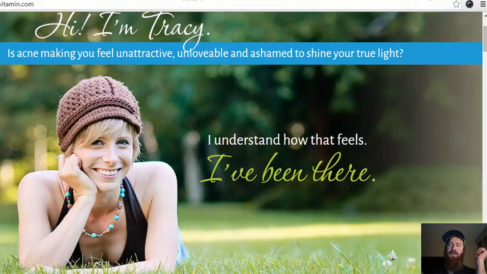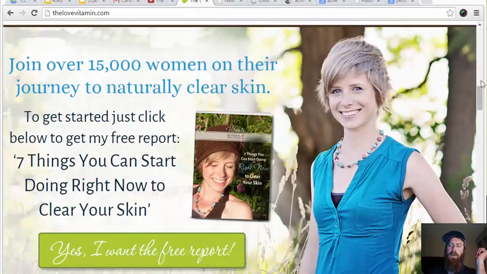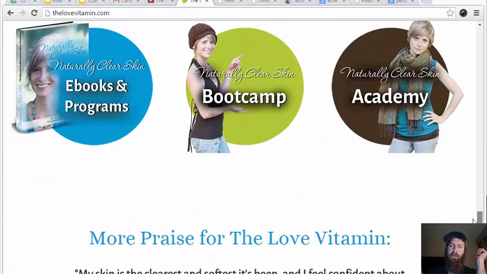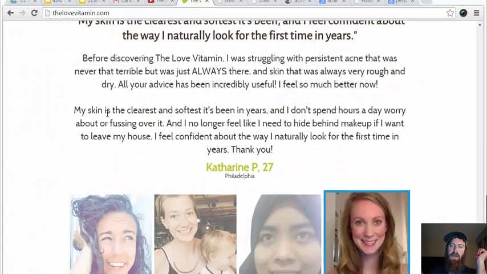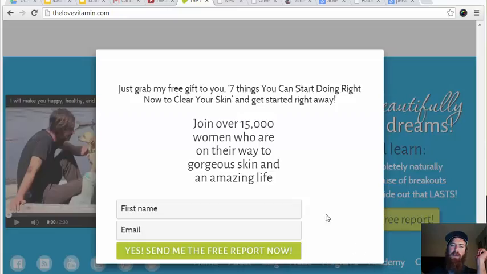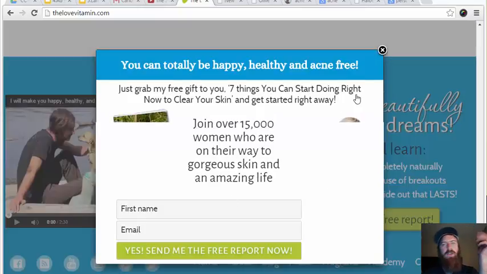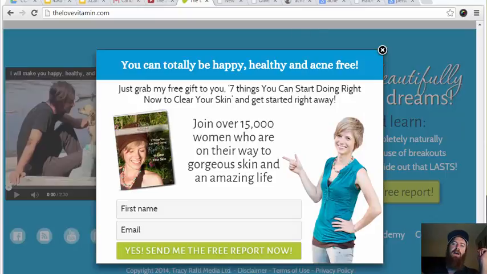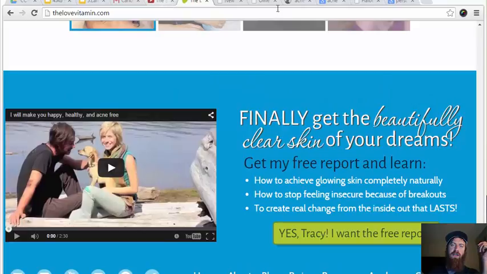In the Love Vitamins case, we're seeing they're doing it all right. Let's see. Ebooks and programs. Yeah, they have a free report. You want to do something that's congruent to your industry. So in the case of "join 15,000 other women," you want to see some free information on how to cure your skin.